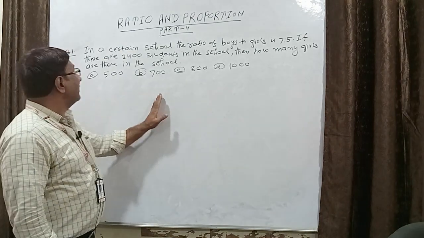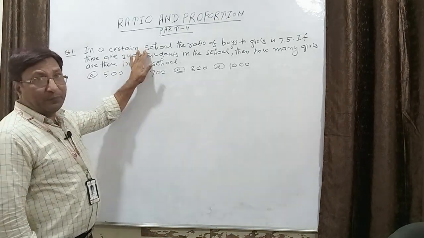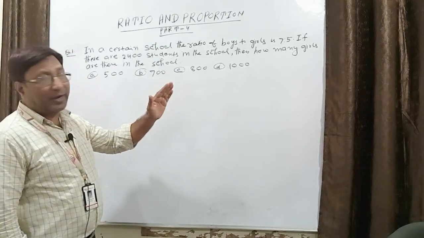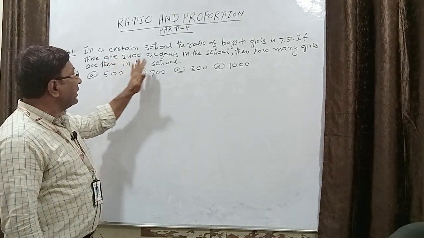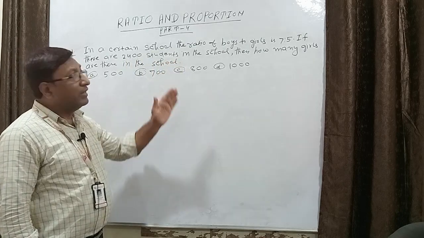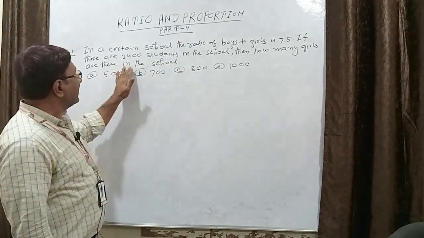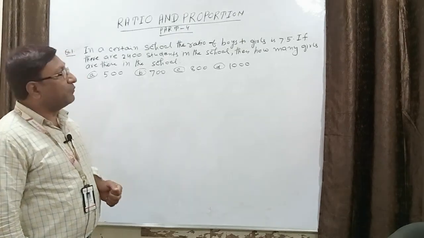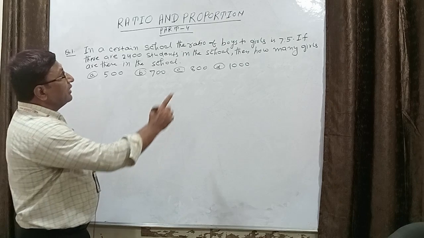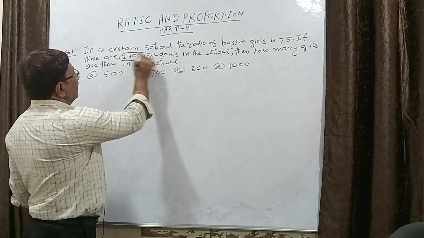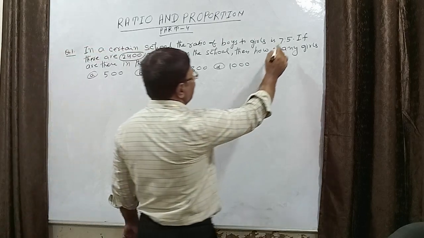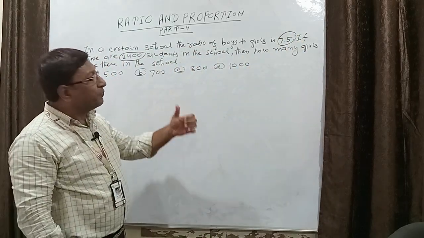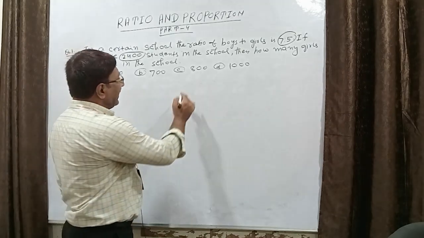Here the question is: in a certain school, the ratio of boys to girls is 7:5. If there are 24 students in the school, then how many girls are there in the school? There is a very simple technique for this type of question. Here the total number of students and the boys and girls ratio are given. Total means boys plus girls. So the simple technique is what?